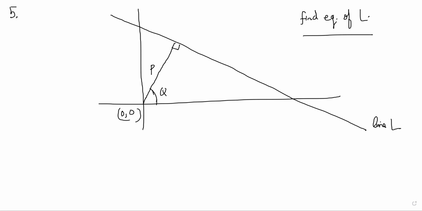So p is perpendicular to the line, so they would have opposite slopes. Just think about it, try it yourself.